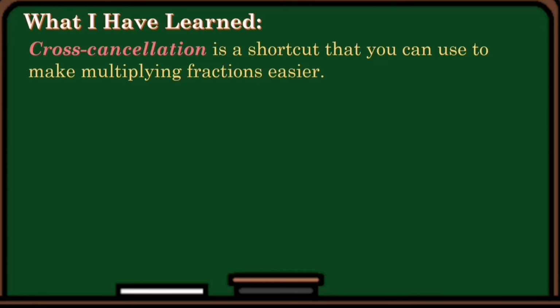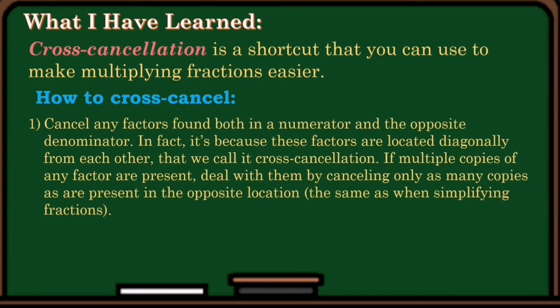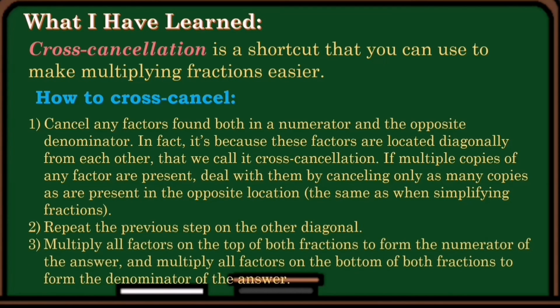Okay, cross-cancellation is a shortcut that you can use to make multiplying fractions easier. How to cross cancel? Cancel any factors found both in the numerator and the opposite denominator. In fact, it's because these factors are located diagonally from each other that we call it cross-cancellation. If multiple copies of any factor are present, deal with them by cancelling only as many copies as are present in the opposite location, just like when simplifying fractions. And then repeat the previous step on the other diagonal. And then last, multiply all factors on the top of both fractions to form the numerator of the answer, and multiply all factors on the bottom of both fractions to form the denominator of the answer.